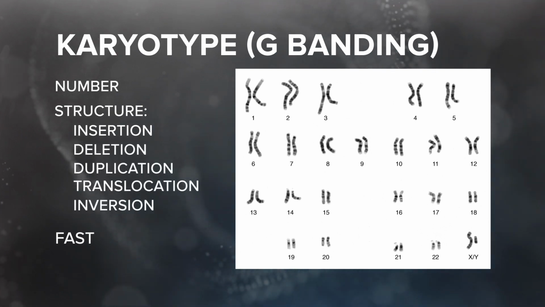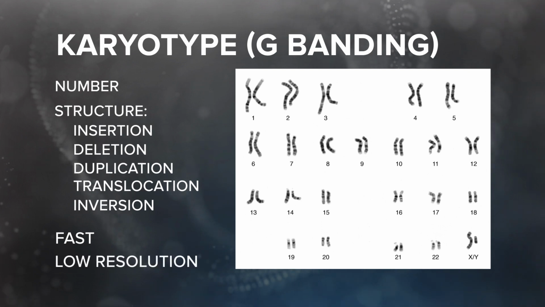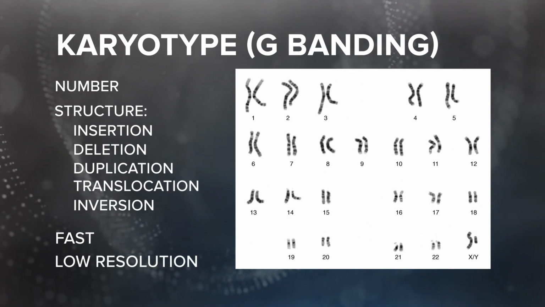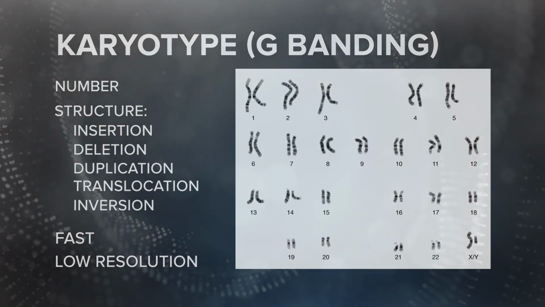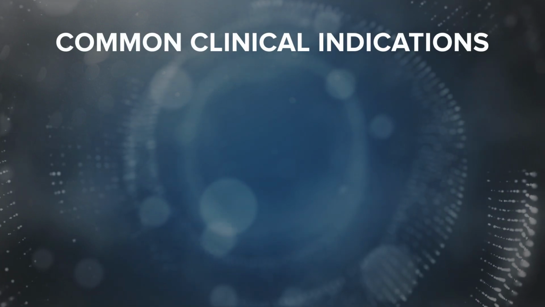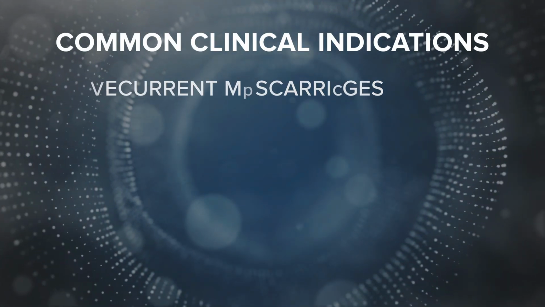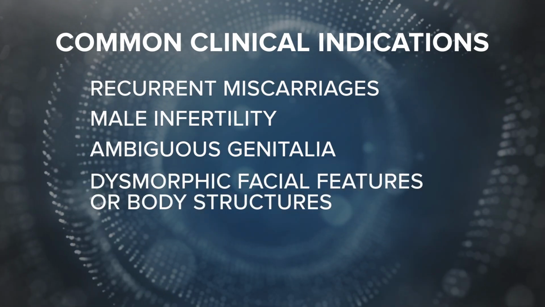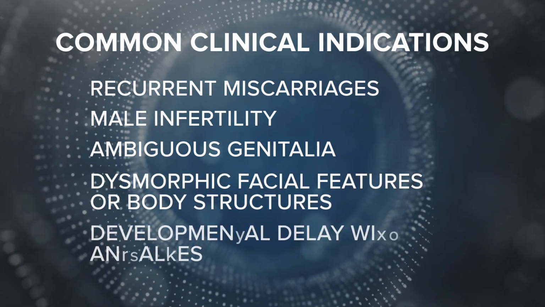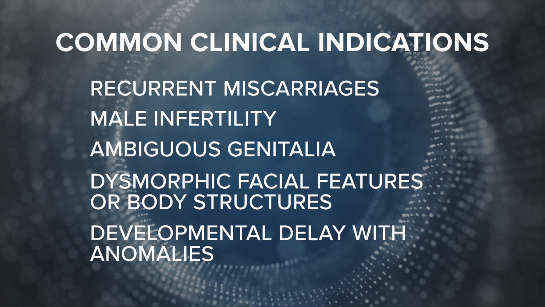Karyotyping has a fast turnaround time. However, the resolution of the test is relatively low. In other words, an abnormality has to be structurally large in order to be identified by this test. Here is a list of a few common clinical indications for karyotype testing: recurrent miscarriages, male infertility, ambiguous genitalia, dysmorphic facial features or body structures, and developmental delay with anomalies.